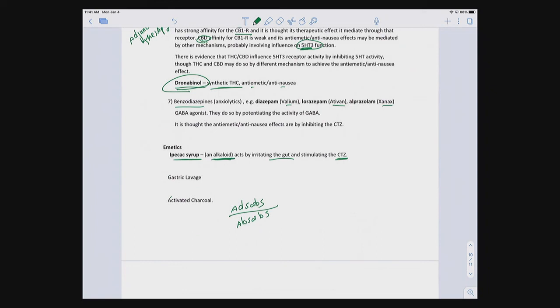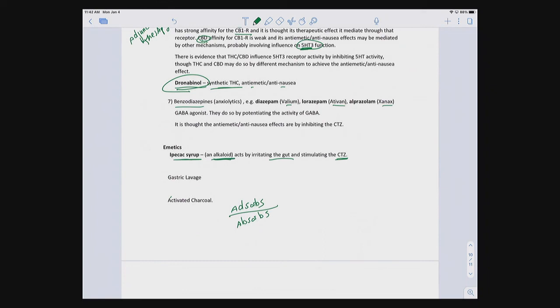When you ingest something into your stomach, it doesn't stay in your stomach that long. So within an hour, most of it's already in the small bowel. So doing a gastric lavage or charcoal or causing them to throw up isn't going to help you out at all. That's why none of these are really ever used in an emergency room. There's no reason to. There are other things to also be concerned about.